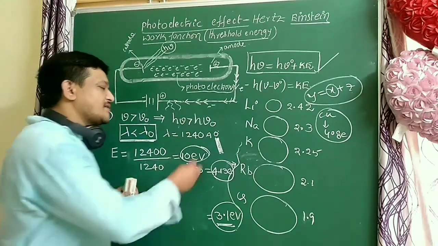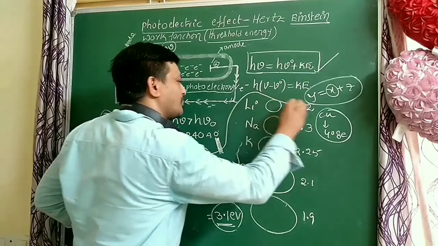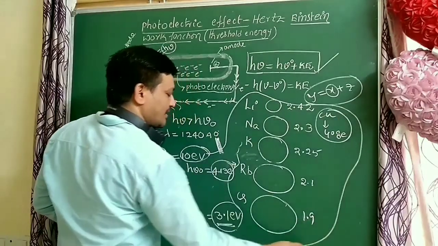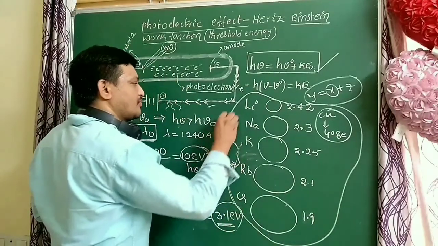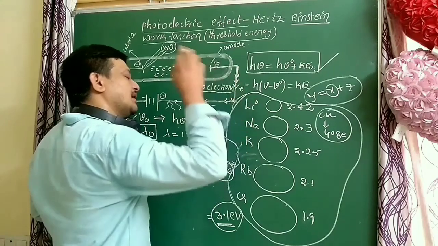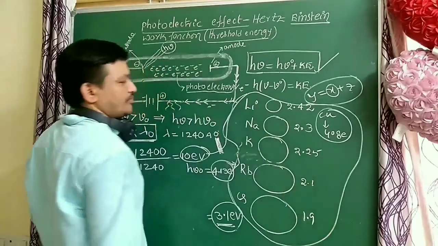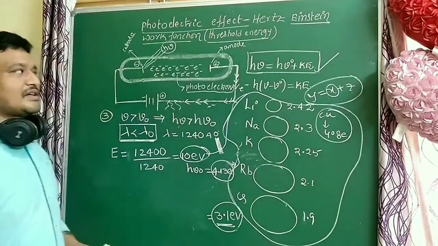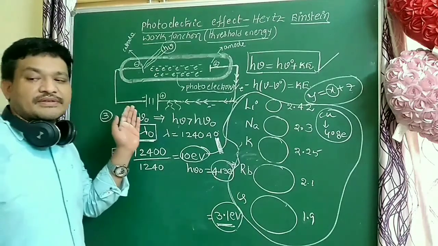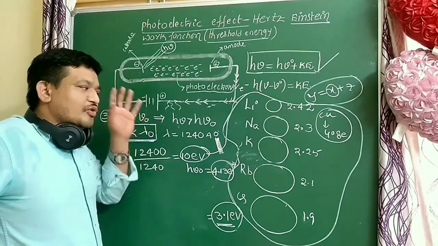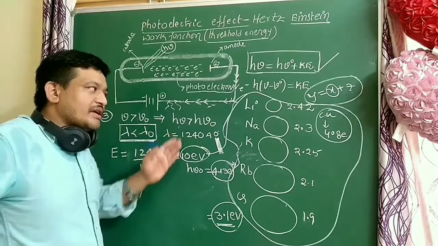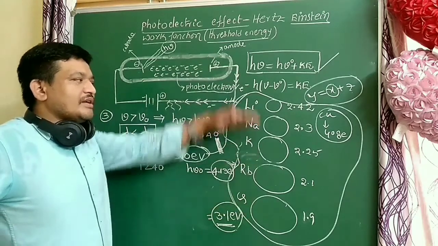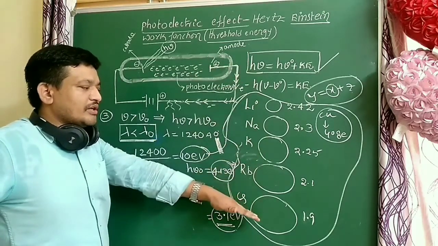So this energy passes on all metals. Electrons are released. Those electrons are moved from cathode to anode. At that time current is produced. That type of cells are called photoelectric cells. In photoelectric cells, which elements are mostly used, students? Alkali metals. Alkali metals are used in the photoelectric cathode.